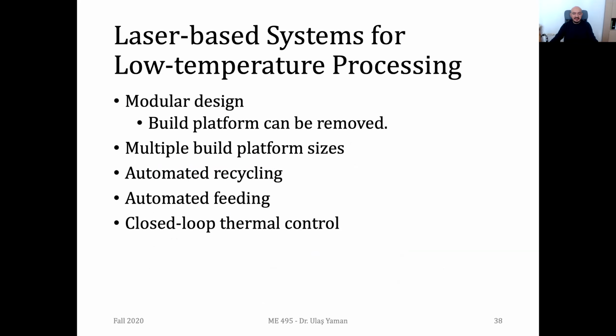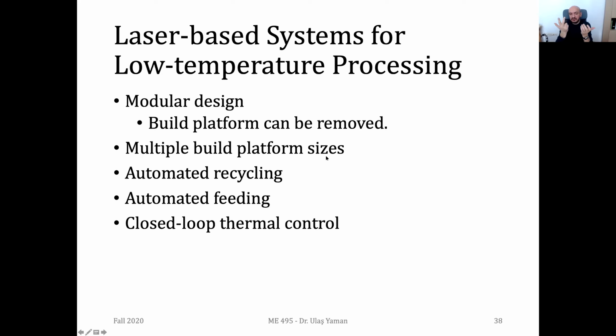And as I discussed in the previous slide, they usually have modular designs. And in order to have a continuous fabrication process, they have multiple build platforms. Once it's done, they remove it and put in another new platform so that the fabrication can continue. And another property is that they might have multiple build platform sizes. In the previous lecture, one of your friends pointed out, why don't we use smaller ones? Some companies have smaller ones, but not all the time.